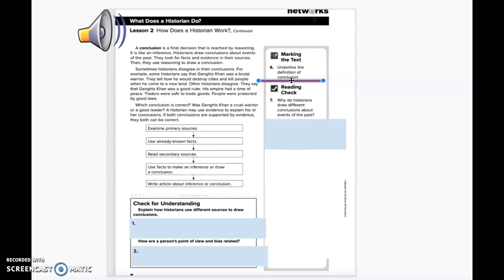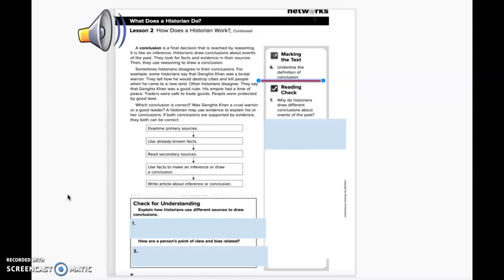Number 7, why do historians draw different conclusions about events of the past? Check for understanding. Explain how historians use different sources to draw conclusions. How are a person's point of view and bias related?